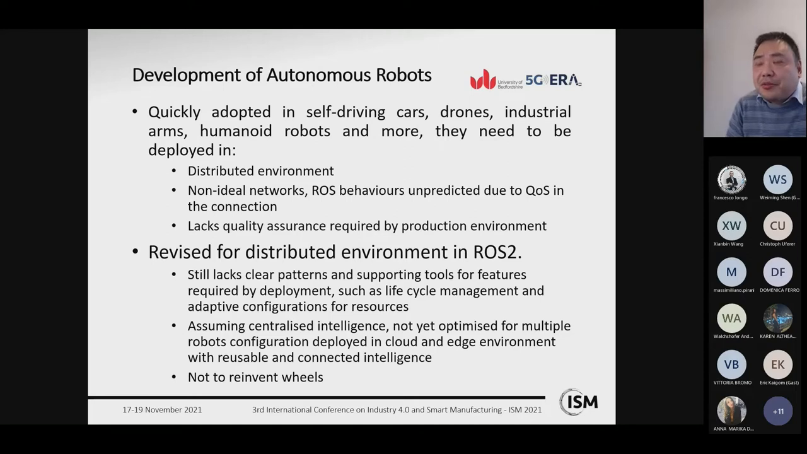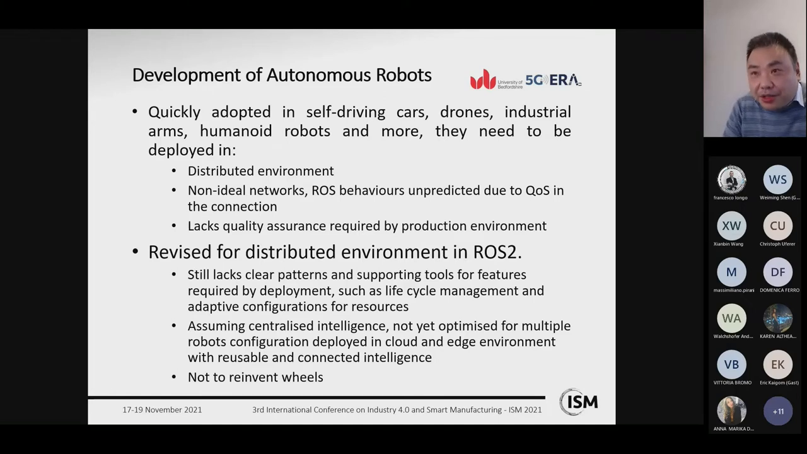But the reality is the applications are distributed. We are working in a distributed environment. The network is not ideal, and there are many kinds of unexpected problems with network connectivity. In the end, most of our tests with autonomous robots involve an actual physical network cable connected to the robot to ensure the quality of service to satisfy the need. So this is a lack of quality assurance mechanisms in the field of robot development nowadays.